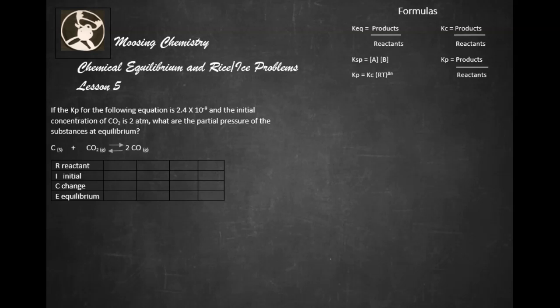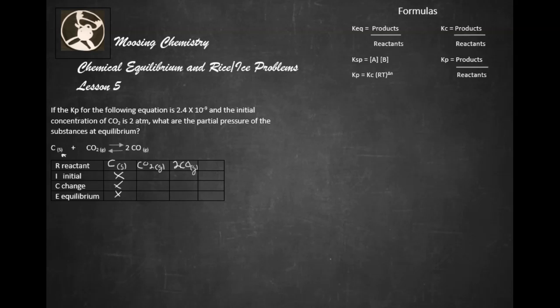If the Kp for the following equation is 2.4 times 10 to the negative 9, and the initial concentration of CO2 is 2 atmospheres, what are the partial pressures of the substances at equilibrium? Okay, first of all, let's write our equation out here. So we got C, and that's a solid. We have CO2, and that's a gas. And we have 2CO, and that's also a gas. Guess what? We get to cancel this one out because of the solid. We're not breaking the solid apart.